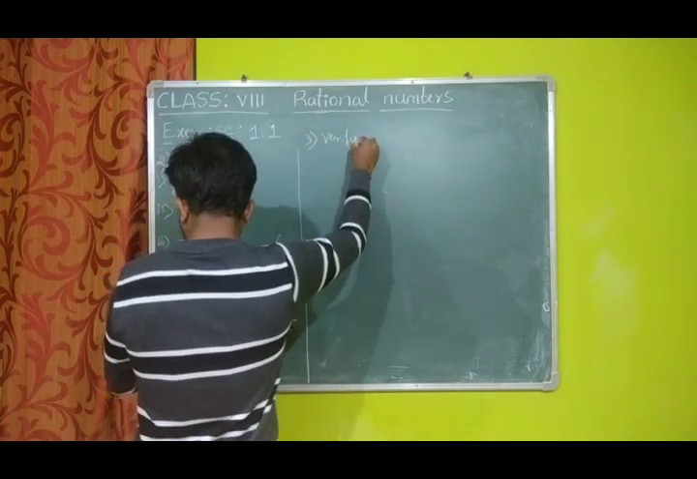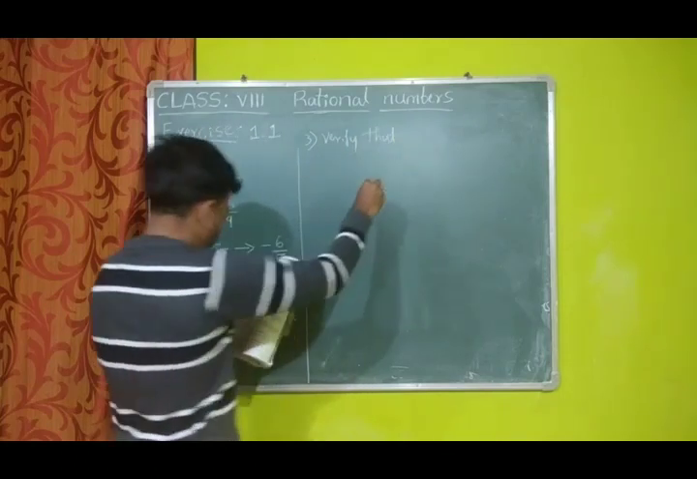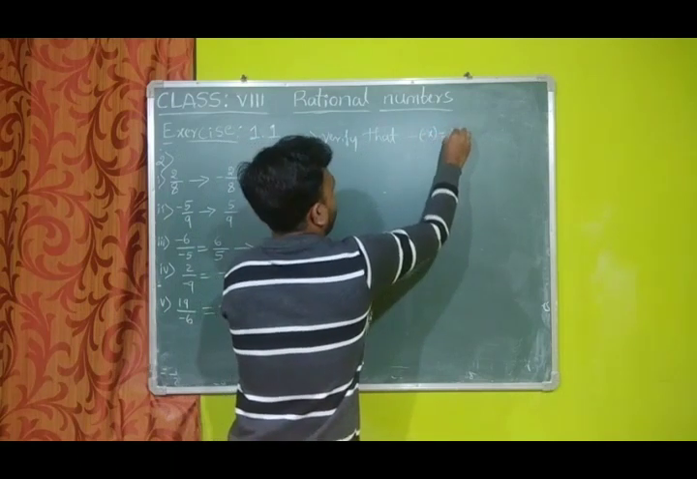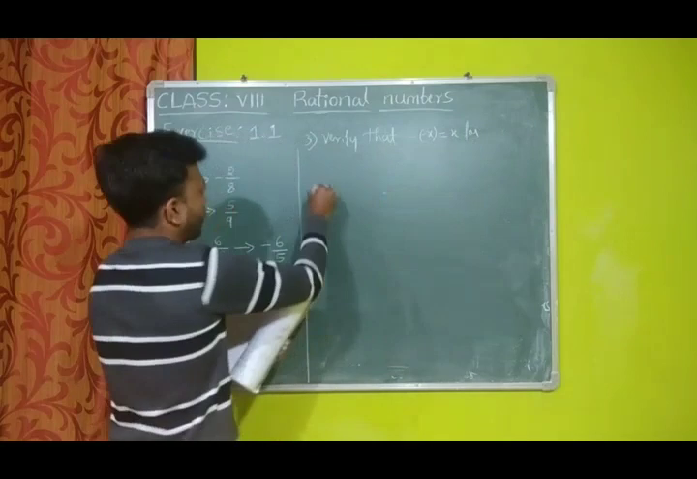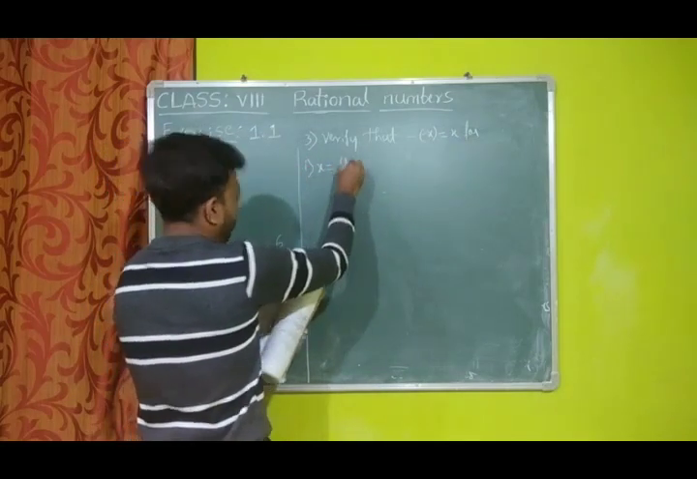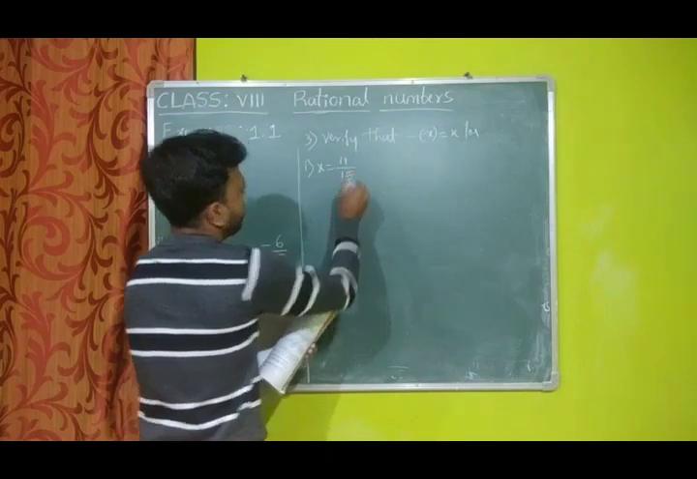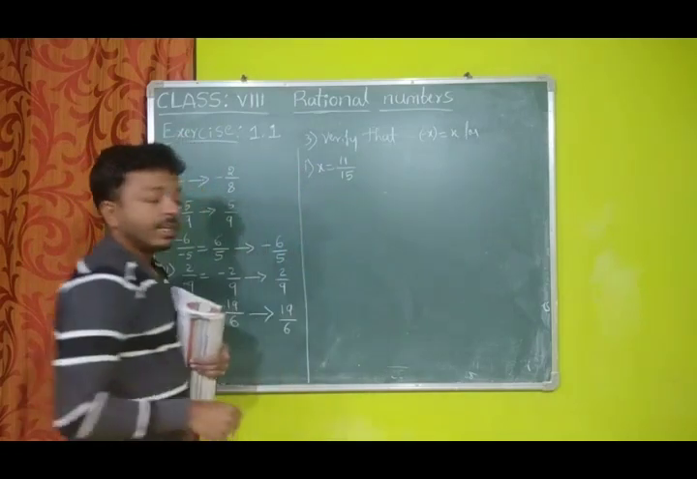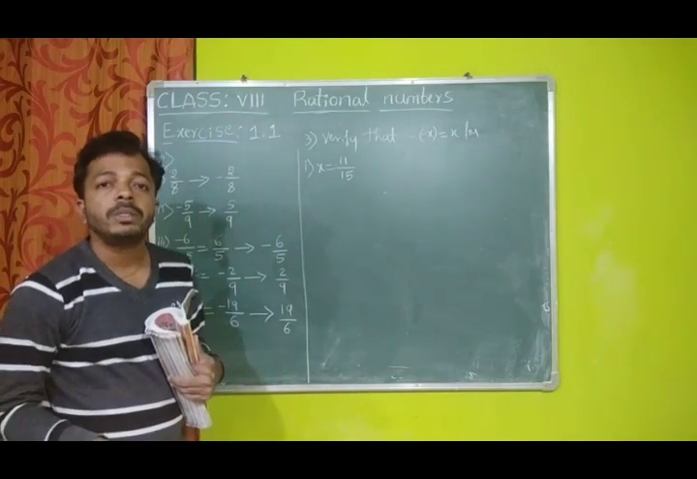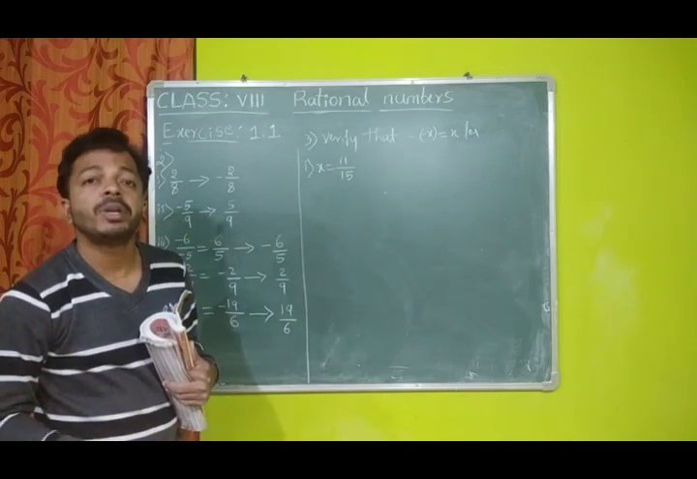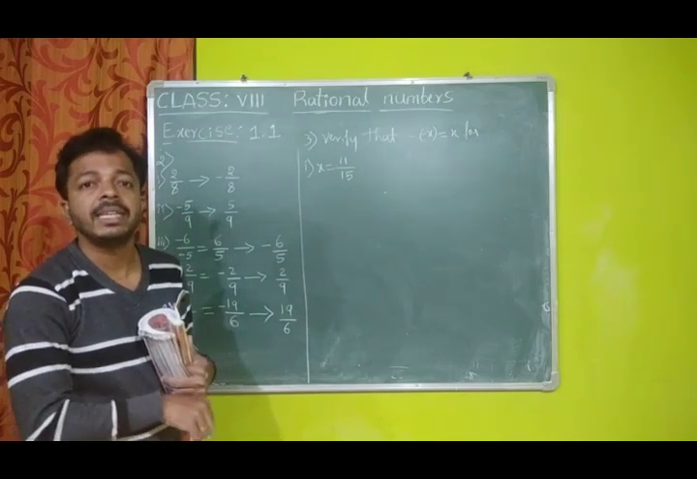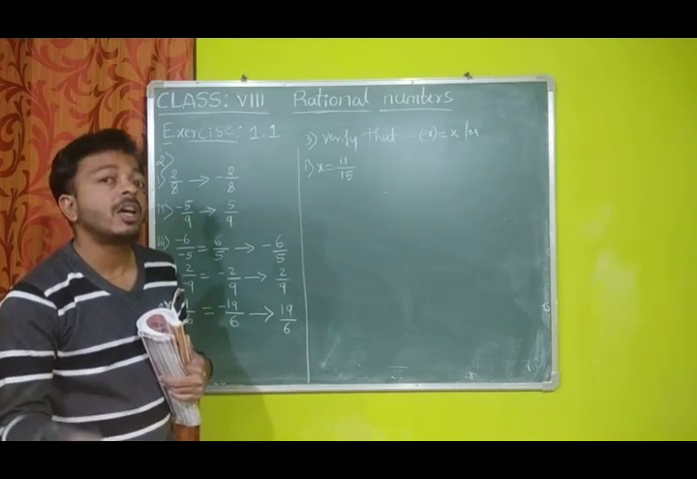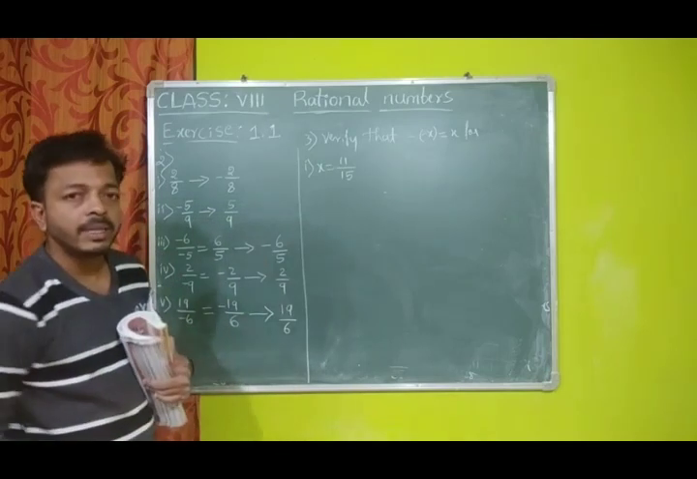Third question is verify that minus of minus x equal to x for first one, x equal to 11 by 15. You can use the property of additive inverse, or otherwise one more way is there: directly you may solve. Both ways are correct. We are going to solve in the direct way.